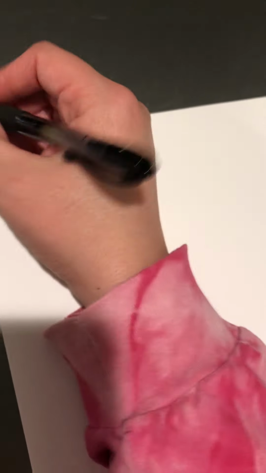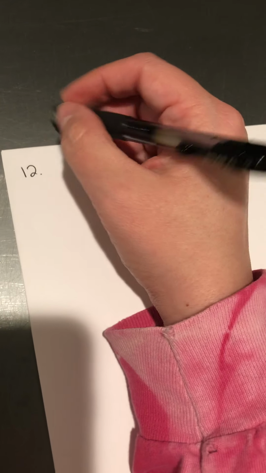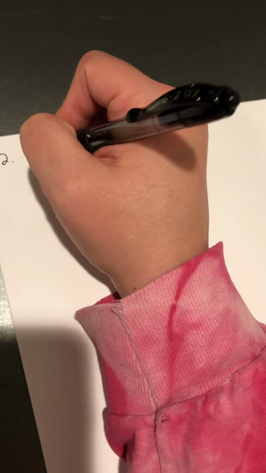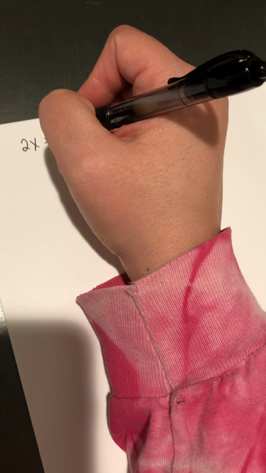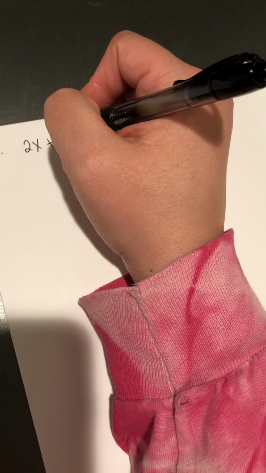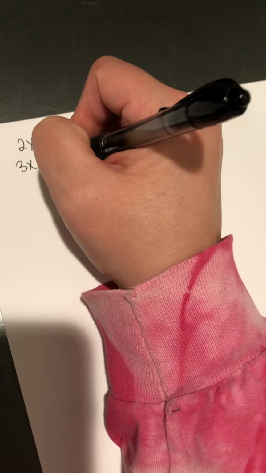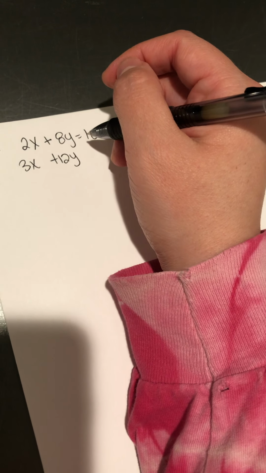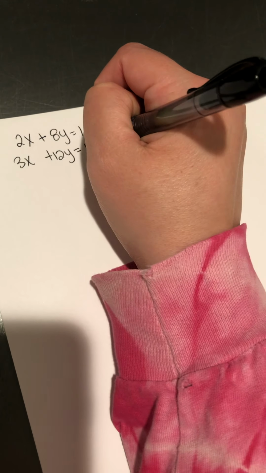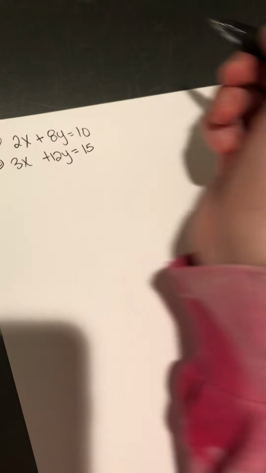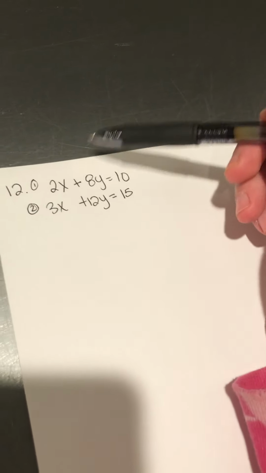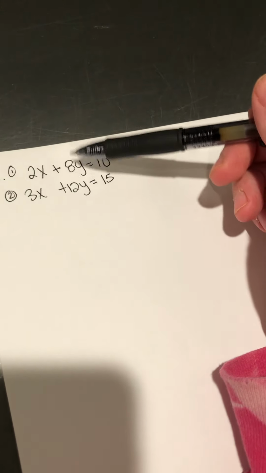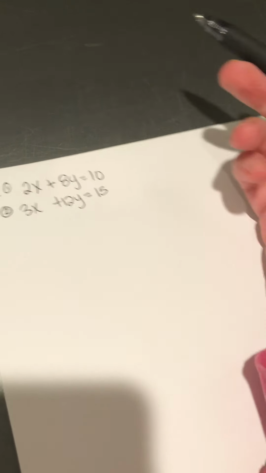So I'm going to skip to number 12. And we have 2x plus 8y equals 10, and 3x plus 12y equals 15. Okay, so for this one, again, if I look, 2x and 3x I can't do anything with, 8 and 12 I can't do anything with as is.